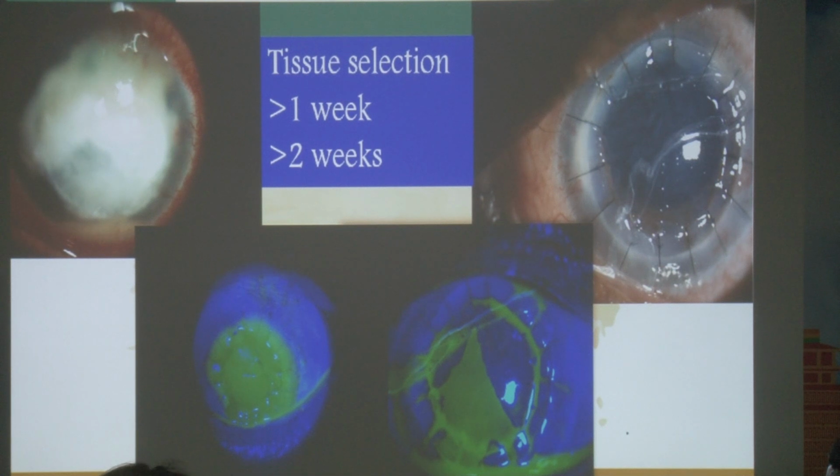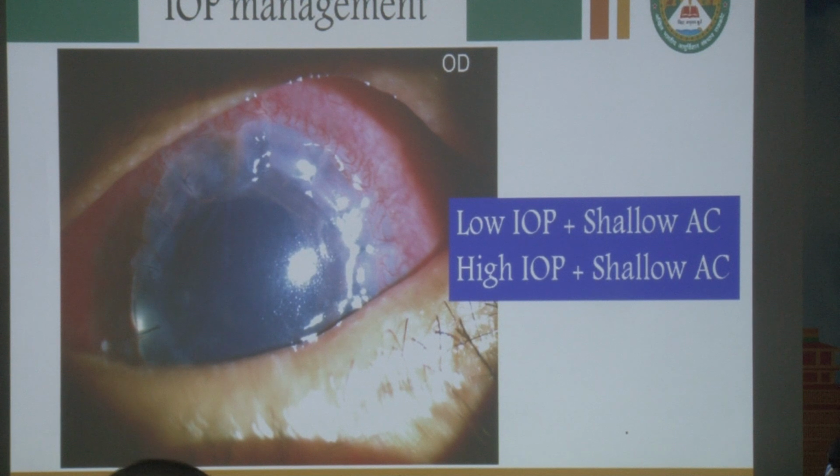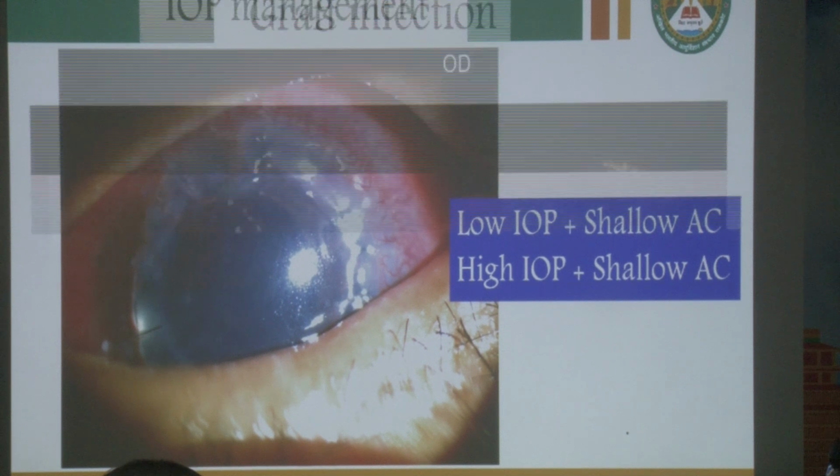That is my pattern. IOP management, if we have a low IOP with shallow AC, always first rule out any leak. But if there is no leak, then we should rule out choroidal detachment, retinal detachment, or ciliary shutdown because of uveitis. If we have a high IOP with shallow AC, we need to think of pupillary block glaucoma or something which is pushing the lens iris diaphragm forward. So we need to manage accordingly.